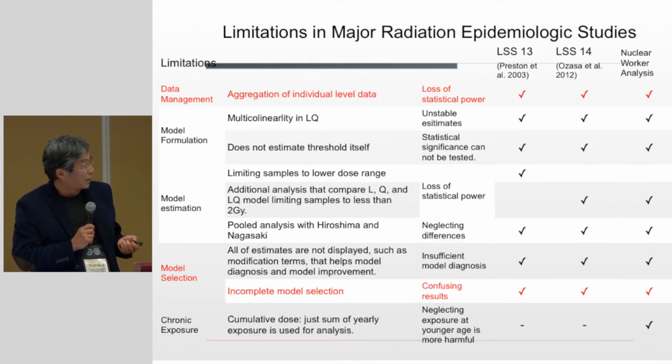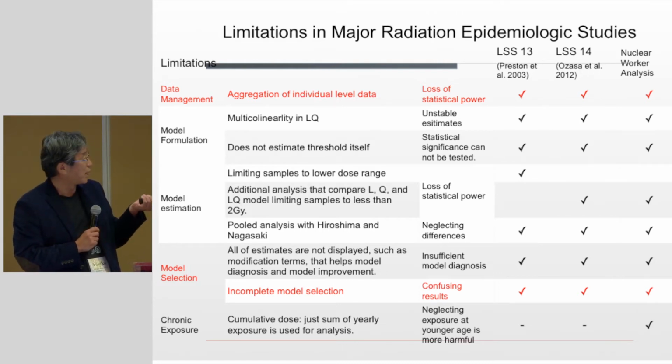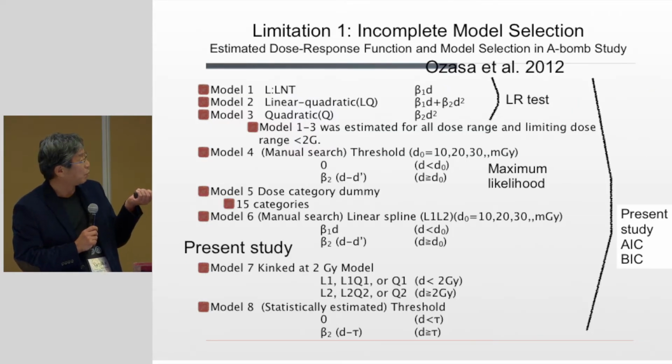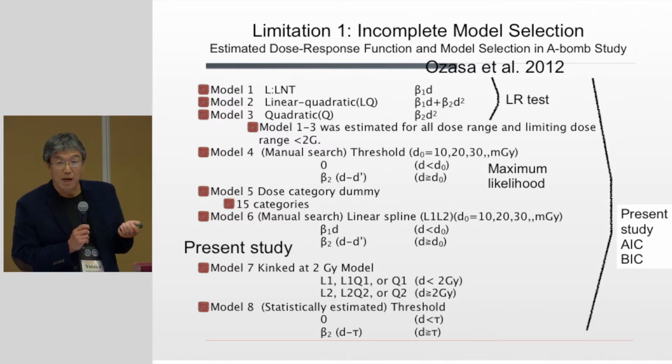So I began to try to understand what kind of analysis is conducted in this field, and I critically examined literature on the atomic bomb survivor and the nuclear worker data, and I identified some limitations in major radiation epidemiological studies. Due to time limitation, I would like to introduce two limitations today. The first one is incomplete model selection, and the second one is aggregation of individual level data that leads to loss of statistical power. Okay? The first limitation is this one.